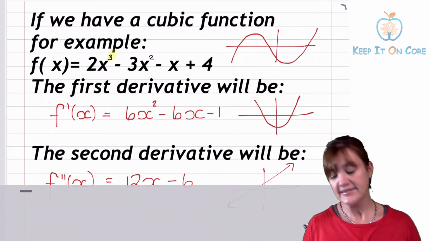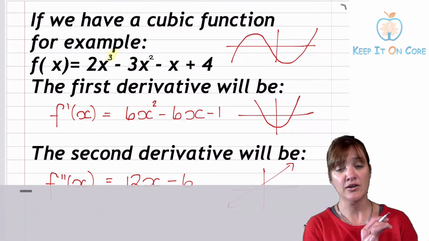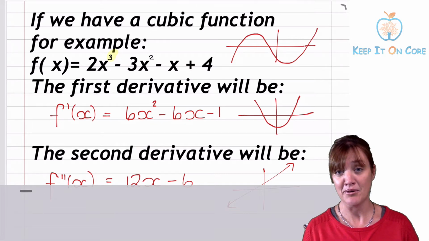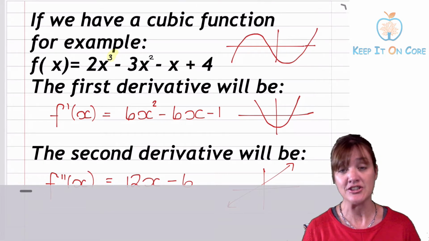So that's the first thing that we need to be clear on, is that if you've got a cubic function, your first derivative function is going to be a parabola. The second derivative function is going to be a straight line graph, okay?